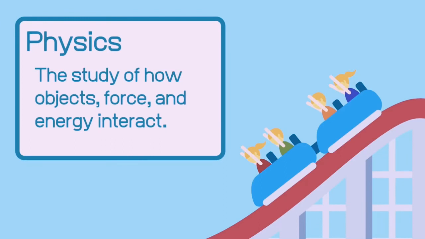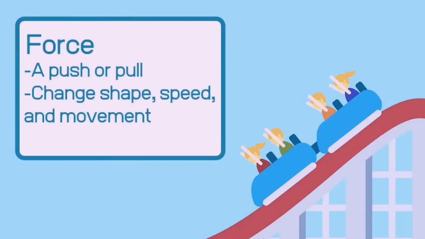Force is a push or a pull, and it can change something's shape, its speed, and its movement. An example of force would be if you pushed your little brother or sister on a swing. You pushed them and you changed their speed and you made them move. In a roller coaster, one of the forces is the roller coaster being pulled up the hill by the chain that you saw.